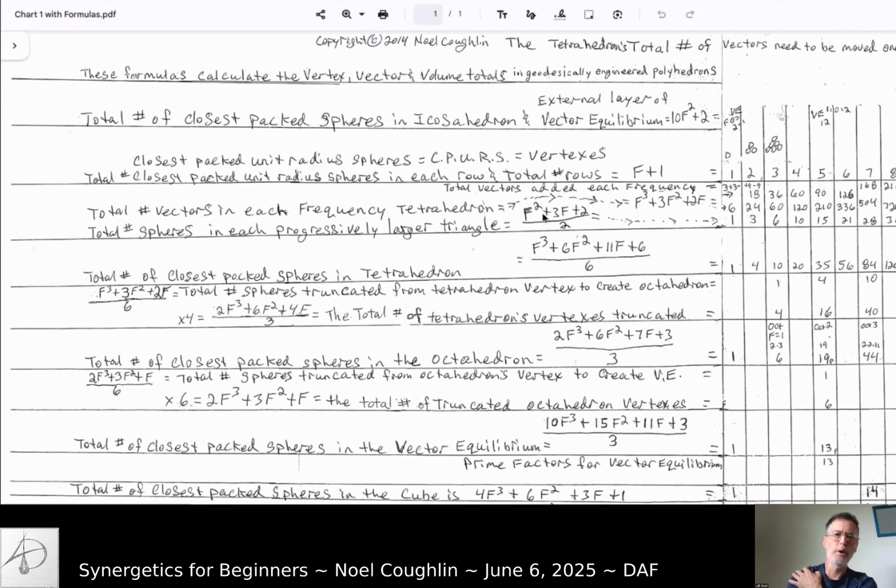This is the formula to determine how many spheres are in any size triangle or any frequency. If you put 1 in, you get 1 to the 2nd power plus 3 times 1 is 3, equals 4, plus 2 equals 6, divided by 2 equals 3. So that's how you use these formulas. You put any of the natural numbers into this f function for frequency.